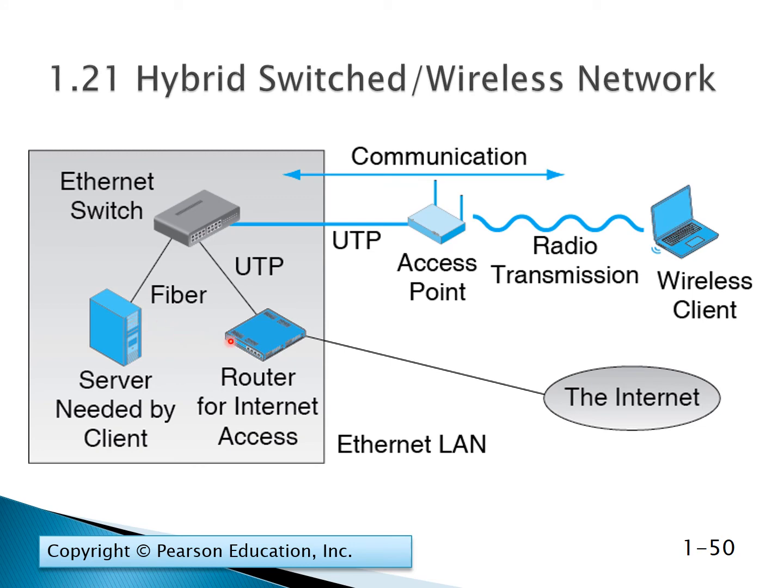The router here will allow, for example, the client to connect to the internet. And then there is the server that may be needed by the client, as we said, where there is some data that can be accessed by the client. But at the same time, it also has the wireless transmission here. So this is an example of what we call a hybrid network.